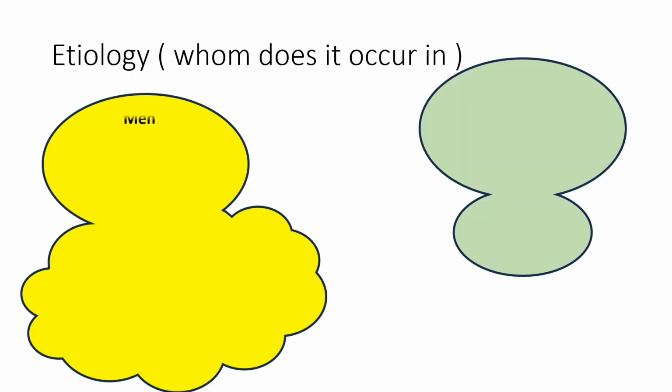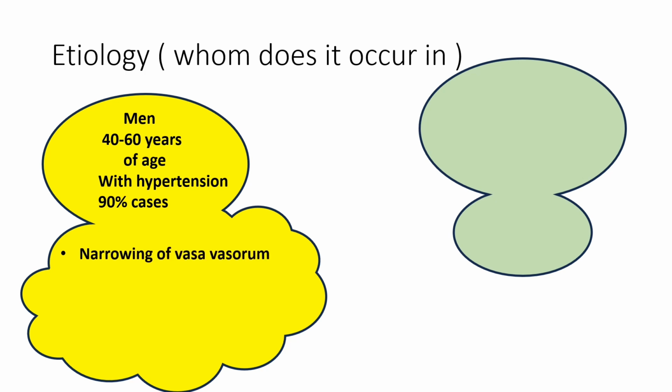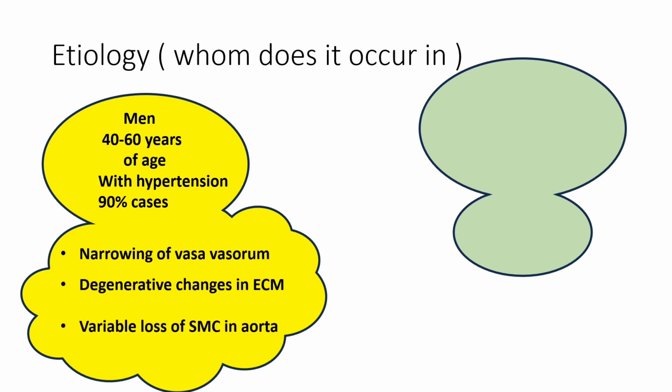Etiology. It usually happens in men 40 to 60 years of age with hypertension. This constitutes about 90% of the cases. In this, due to hypertension, there will be narrowing of vasa vasorum. Consequently, there will be degenerative changes in the extracellular matrix and variable loss of smooth muscle cells in the aorta.